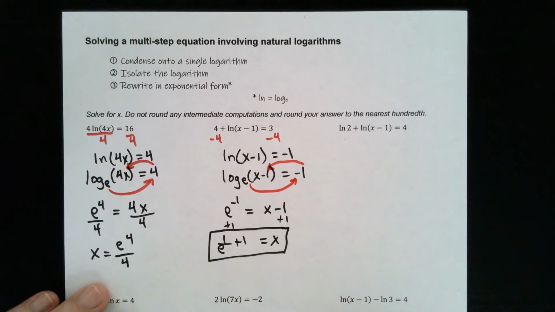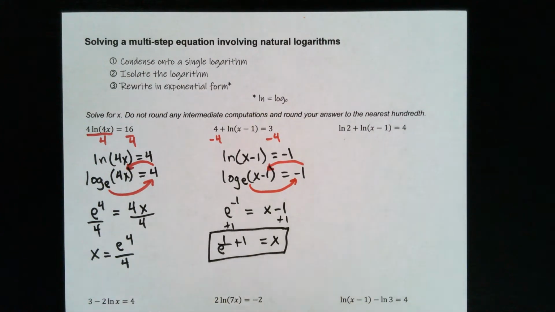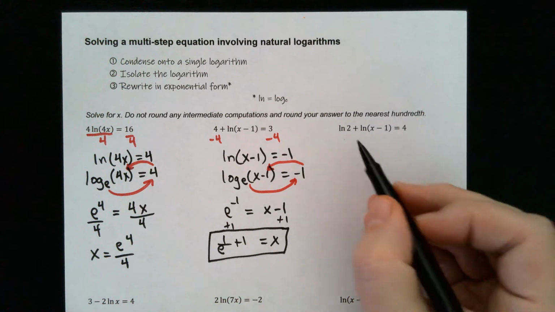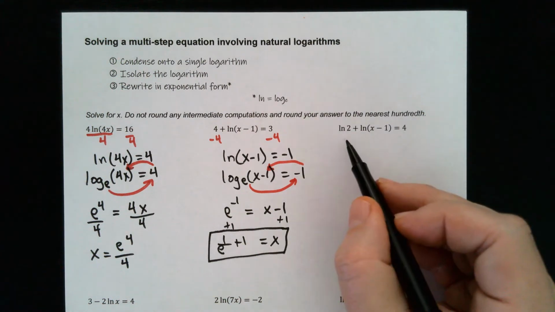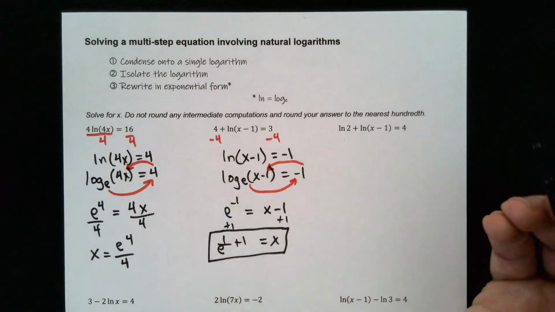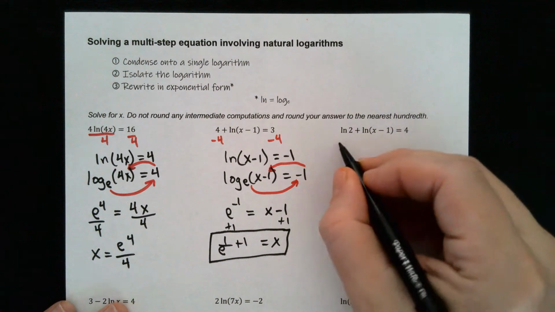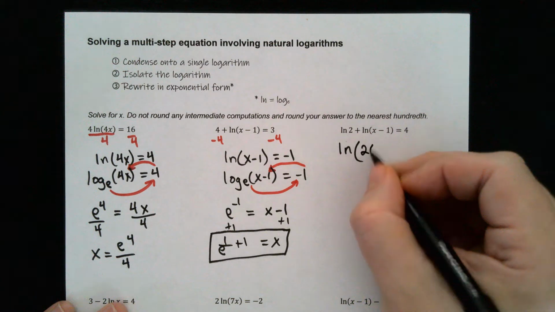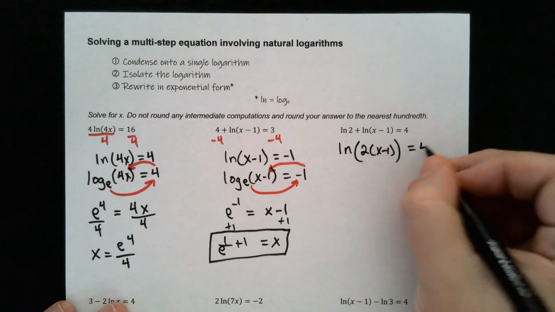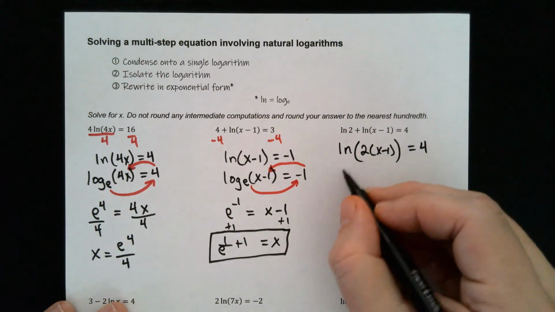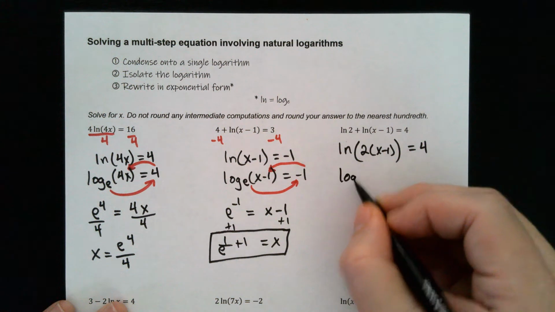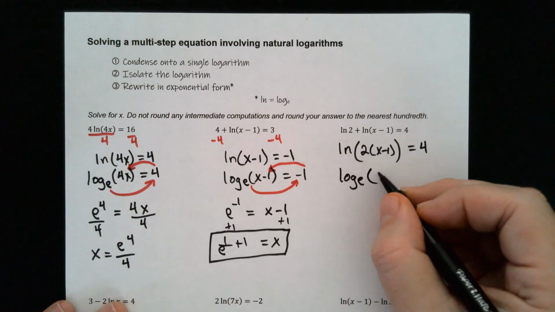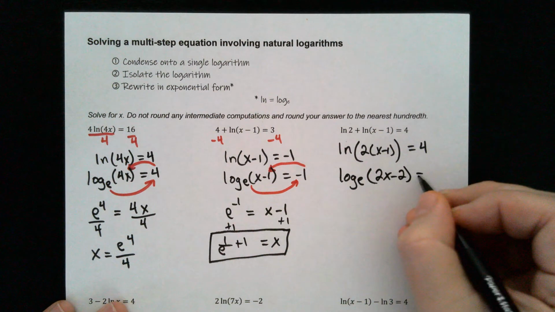Okay, let's try the next one. So we have 2 logarithms on this one. Okay, so we want to condense that to a single logarithm, which means that we need to use the product rule. When you add 2 logarithms with the same base, you can combine them using multiplication. So it would be ln of, and then you multiply the 2 insides, the 2 arguments. So 2 times x minus 1, and then equals 4. Okay, you could distribute that if you want. And let's write that as log base e of, let's see, 2x minus 2 equals 4.